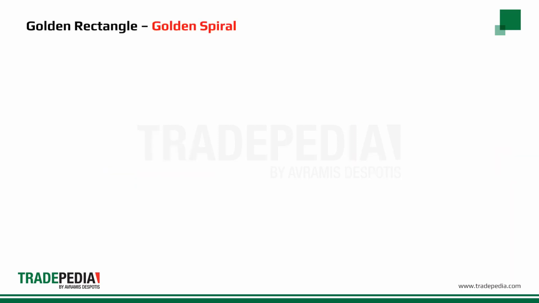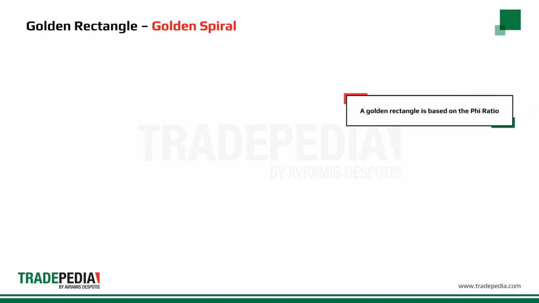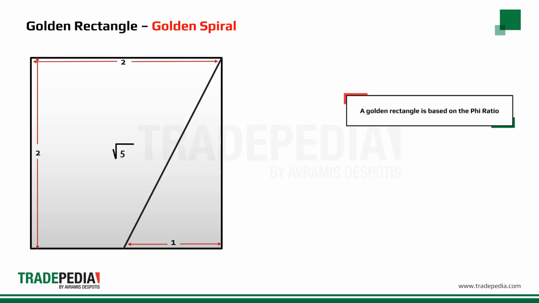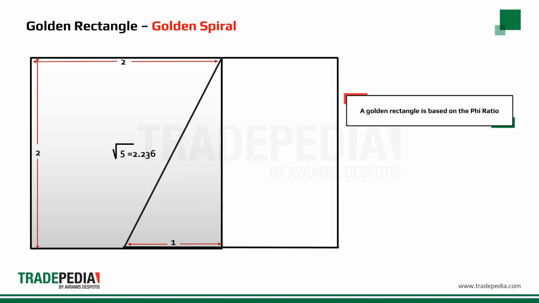Using the golden ratio, you create what Pythagoras called the golden rectangle. Let's see how. If we have a square with dimensions 2 by 2, starting from the middle point, draw a diagonal across the square to create a triangle. As Pythagoras stated, the length of this diagonal is equal to the square root of its other sides, which is 2.236. Now we are going to bring this diagonal line down and create a rectangle.